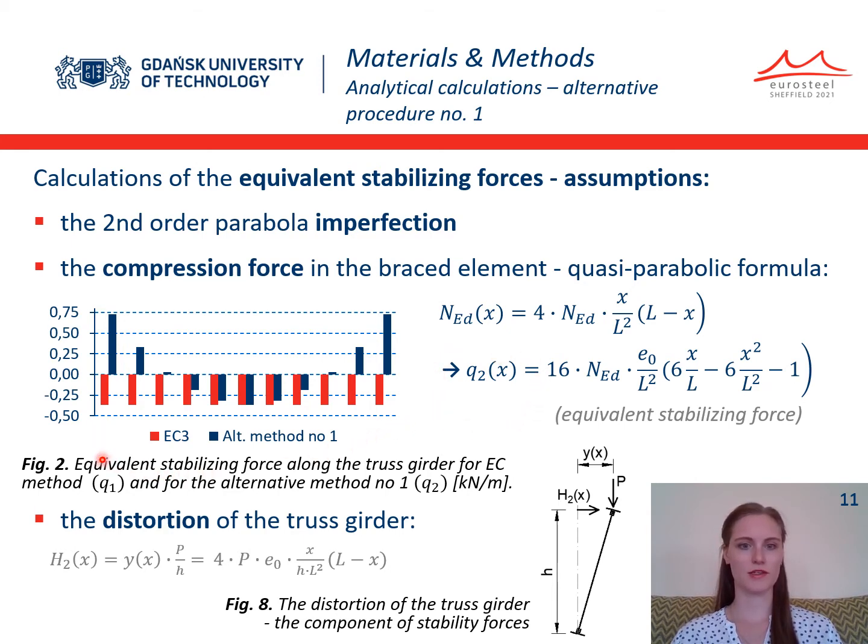Here, we can see the differences between the value of the equivalent stabilizing force according to the Eurocode procedure and according to alternative procedure number 1. In the alternative procedure, it's also noticed that the Eurocode isolation of the upper chord from the truss is not correct. That is why an additional component of the stabilizing force due to the distortion of the truss girder is considered. The force is the result of the initial bow imperfection of the upper truss chord.